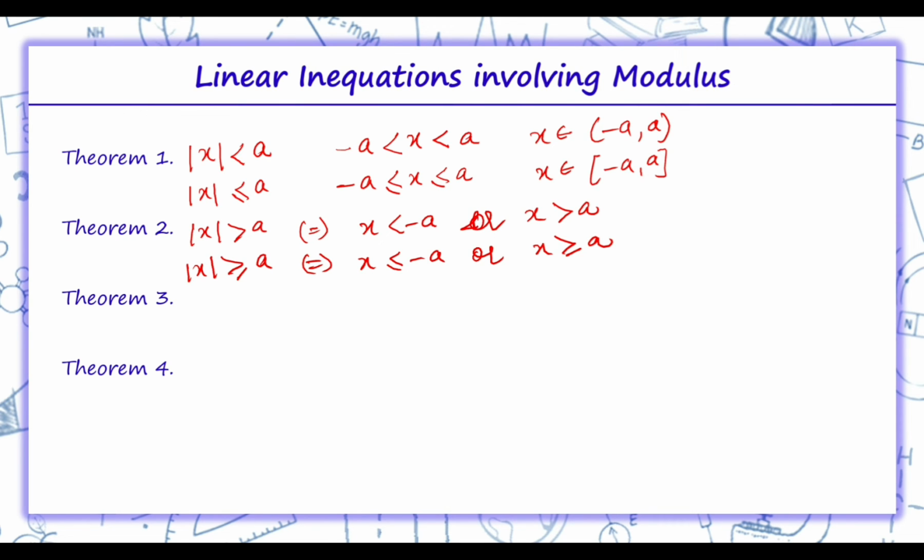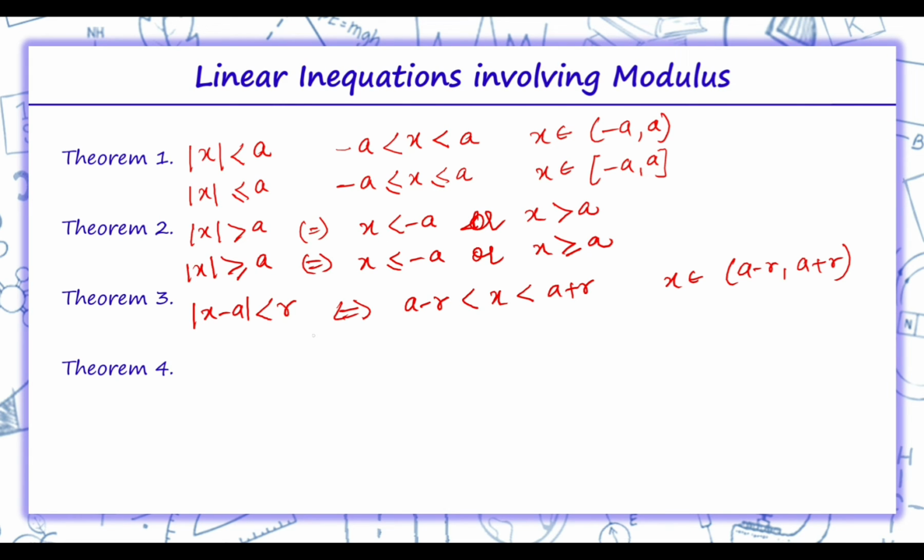Now theorem 3, which is a very important theorem. If mod of x minus a is smaller than r, this implies that a minus r is less than x, which is less than a plus r, that is, x belongs to (a minus r, a plus r). Similarly, if the smaller or equal to sign is there, then a minus r is smaller or equal to x, which is smaller or equal to a plus r.